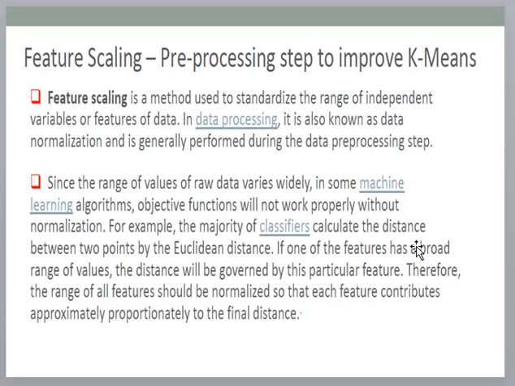Another thing which is important in the k-means clustering algorithm is feature scaling, and feature scaling is basically a pre-processing step which helps to improve the performance of the k-means clustering algorithm. Feature scaling is a method used to standardize the range of independent variables or features of data. In data processing, it is also known as data normalization and is generally performed during the data preprocessing step.